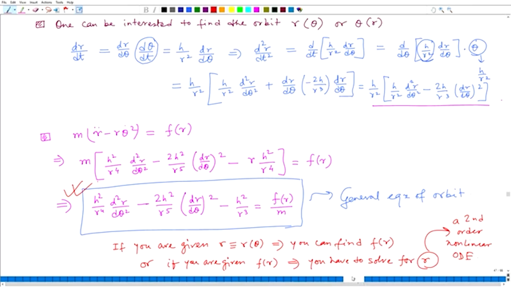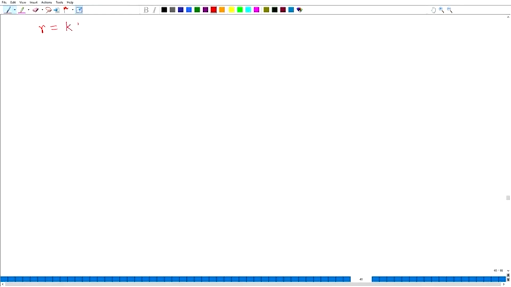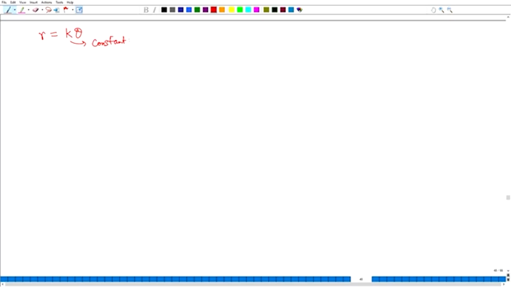Okay. One possibility, I am just telling you that this is not useless in general. Maybe let us say my orbit is r is equal to k theta, for example. I do not know what this is, you just think about this type of orbit, where k is a constant. Then I can easily say that dr d theta is k, and d2r d theta 2 will be 0.